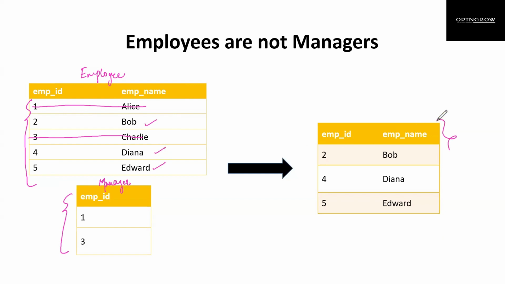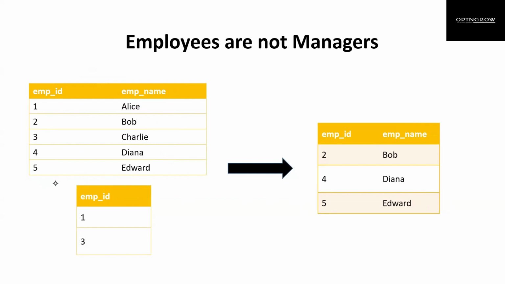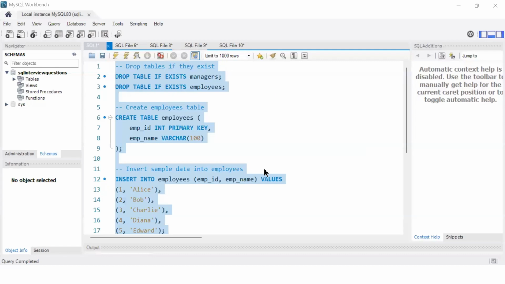So this is what we are expecting. This is the expected output. Now the solution for this particular question is very easy. It's no big deal, but there's a catch. So please make sure that you watch the whole video. Let's see how we can tackle this question.